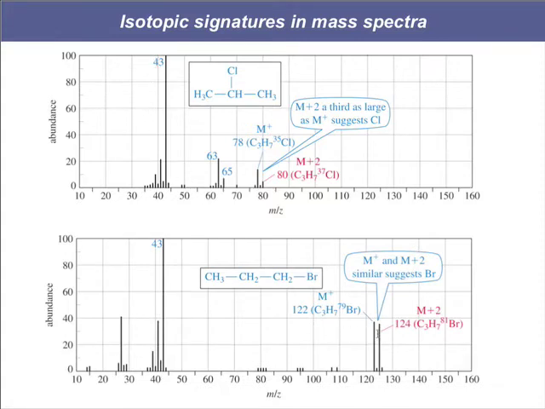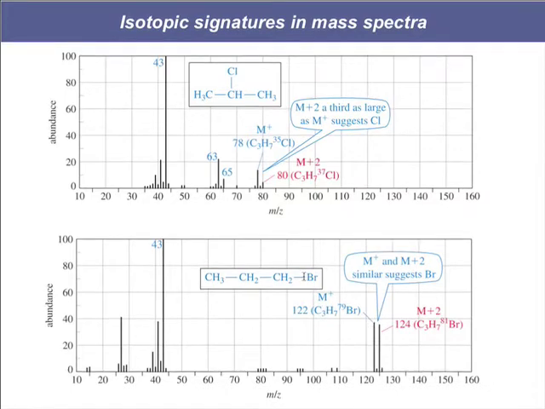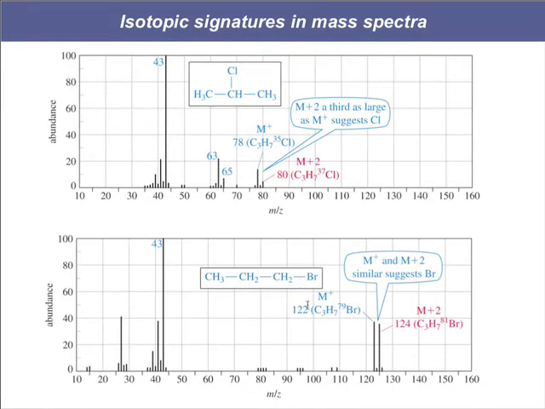Here's bromine. Like we said, 50% of the bromines in the universe are 79. 50% of the bromines in the universe are 81. So you're going to see 2 peaks of equal abundance separated by 2. This is 1-bromopropane. That weighs 122 if our bromine is 79. It weighs 124 if our bromine weighs 81.